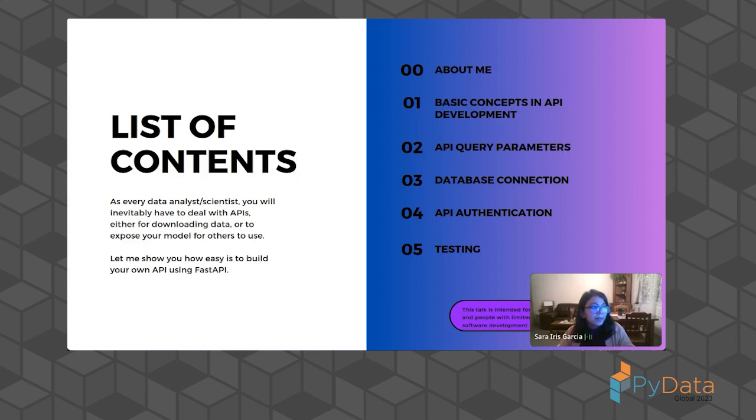So we're going to cover just the basic concepts in API development, what are query parameters, how to connect to the database, and API authentication. But I decided at the last minute to switch API authentication and then move towards database connection. After that, just in case I'm not able to cover it for timing.